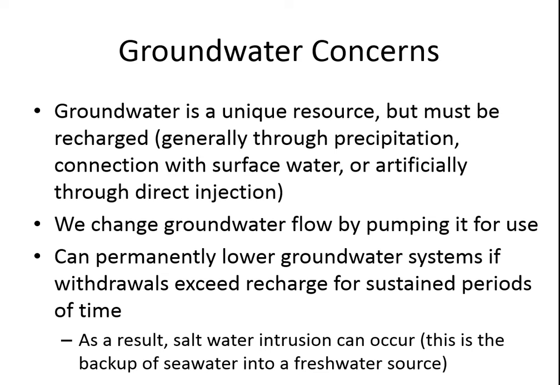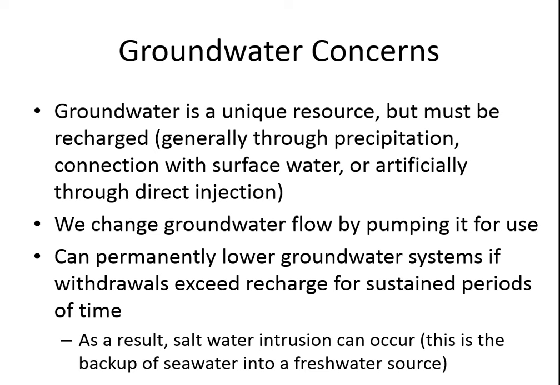We tend to change groundwater flow by pumping it up to the surface for our own use. But this can be dangerous because what ends up happening is that we can permanently lower what we call our water table or groundwater supplies if our withdrawals exceed our recharge for sustained periods of time. And one of the things that can end up happening as a result of that lowered table is that saltwater intrusion can occur, where our saltwater sources start backing up into our freshwater source, and we get a mixing or contamination of that freshwater source with those saltwater sources.